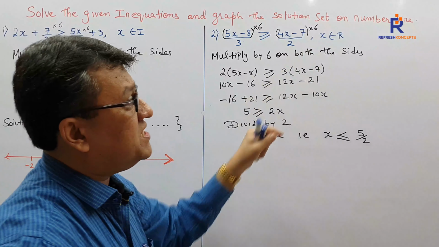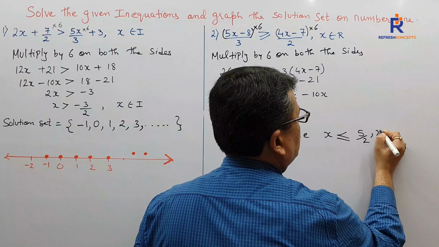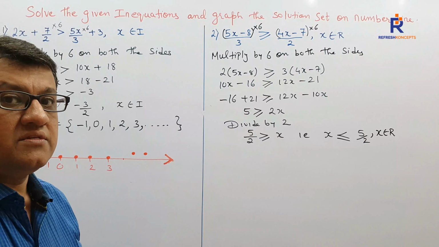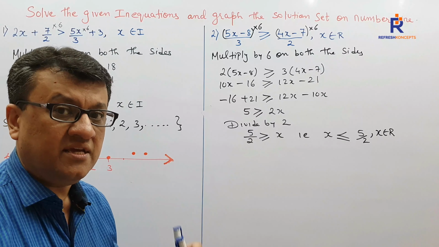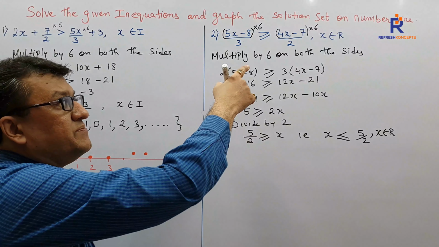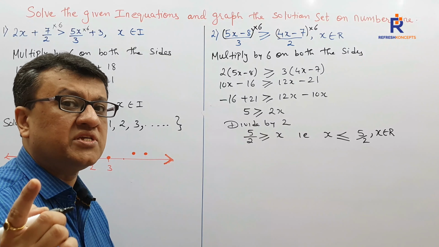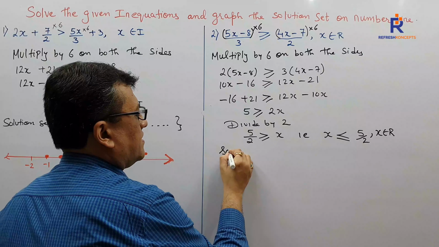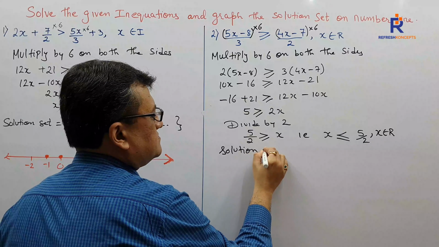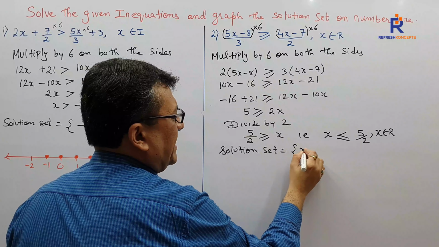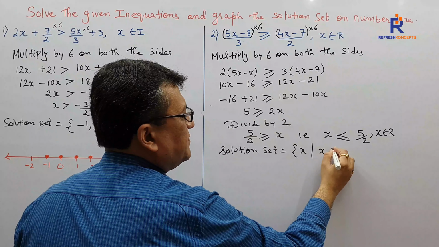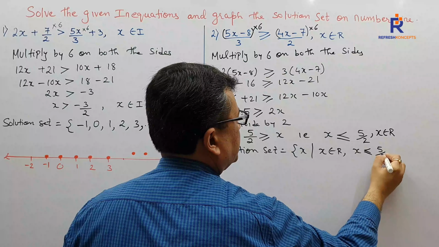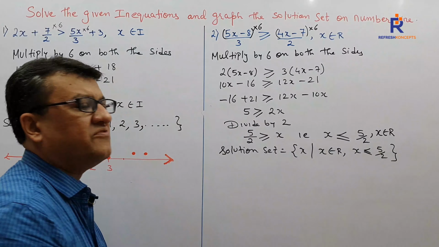Now I need to write down what x is belonging to. X belongs to the set of real numbers. Sir, before drawing a line graph, what is necessary? Solution set. Is it belonging to real numbers? Indeed. The solution set is not going to be in listing form. It is going to be in set builder form. So the solution set contains all x such that x belongs to real numbers, x is less than or equal to 5 by 2.